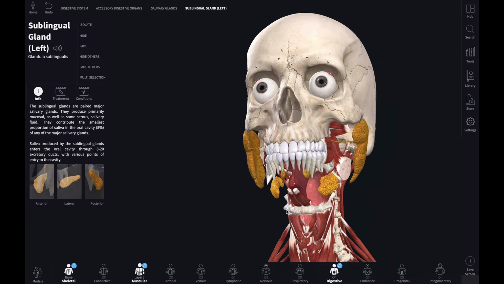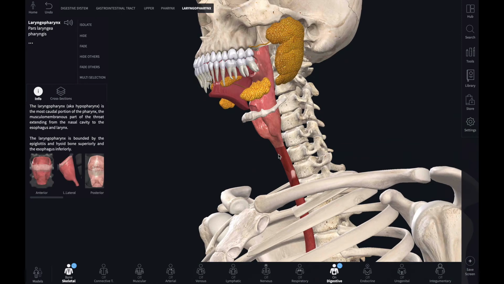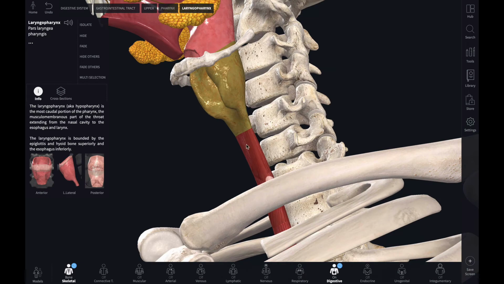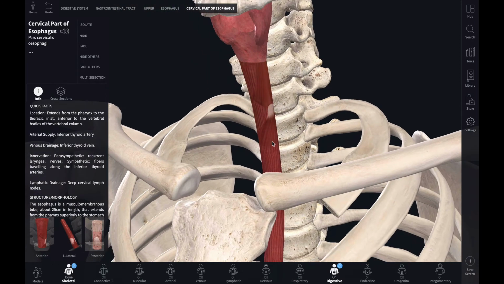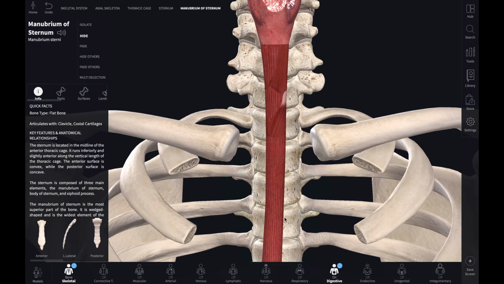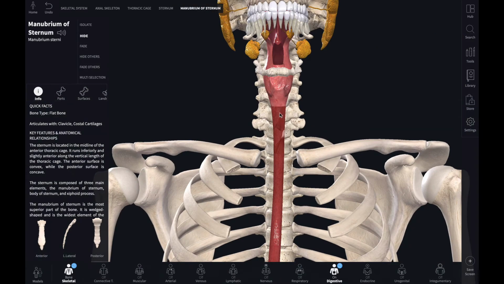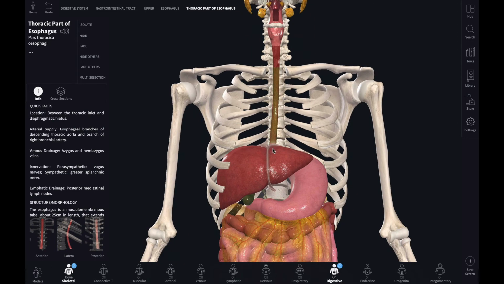As I told you, this esophagus starts in the laryngopharynx. This is the esophagus, and it is 25 centimeters long. It has three parts: the cervical part, the thoracic part, as well as the abdominal part.